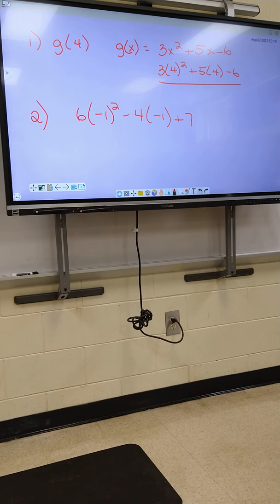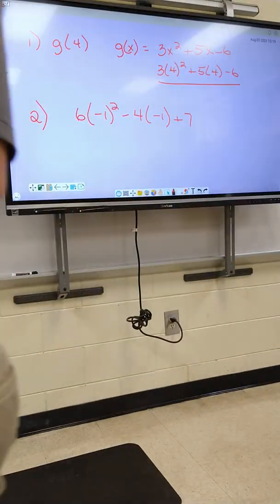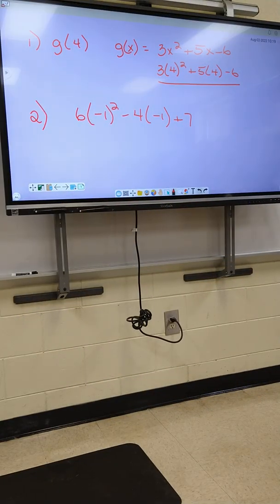Show me number 2. -4 times -1 plus 7. All right, for the second one, the answer should be 17. Show me what you got. You didn't use parentheses, right? You got to use parentheses on the calculator, guys. If you don't, the calculator's not going to figure it out in the right order. So the second answer should be 17.